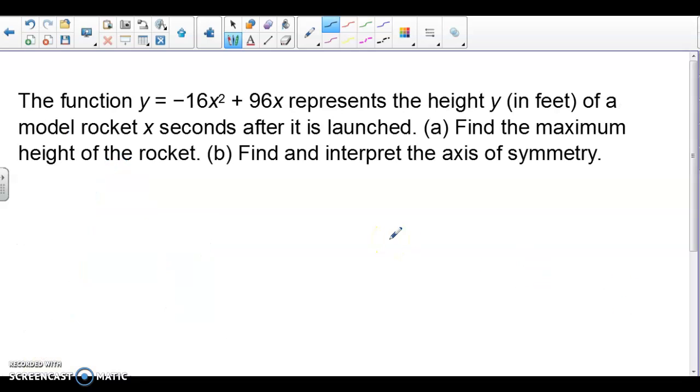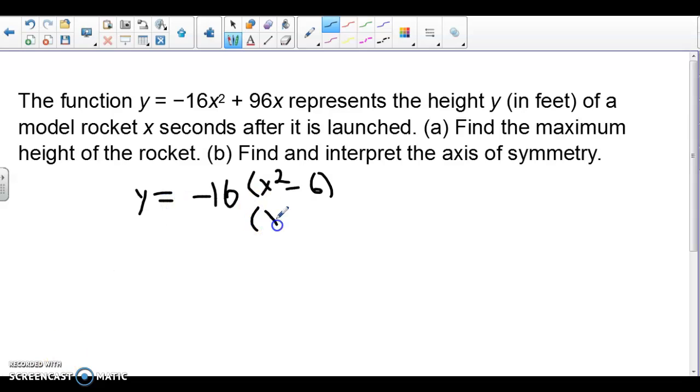Alright, so there's one more problem here. It says find the maximum height of the rocket, find and interpret the axis of symmetry. Remember, the axis of symmetry is the x value of the vertex. So the first thing I want to do, if I'm trying to write this in vertex form completing the square, is factor out a negative 16, which would give me x squared minus 6x inside. y equals, of course.